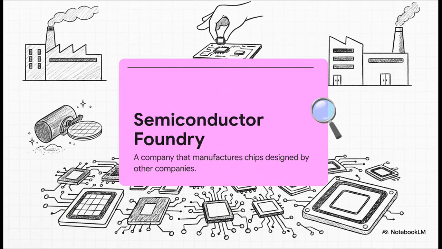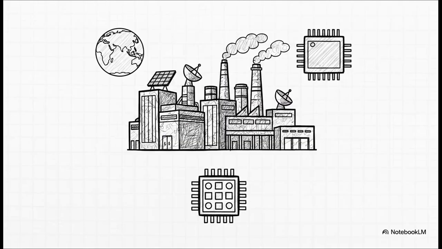Now, because building these factories, or fabs as they're called, costs billions and billions of dollars, the industry has become super specialized. A lot of the biggest players are what we call foundries. These are companies that do one thing and one thing only. They build chips that other companies design. Think of them as the master builders of the digital age. And you've almost definitely heard of the big ones. We're talking about giants like TSMC in Taiwan, Samsung in South Korea, and Intel right here in the US. These companies operate the most advanced and by far the most expensive factories on the planet.